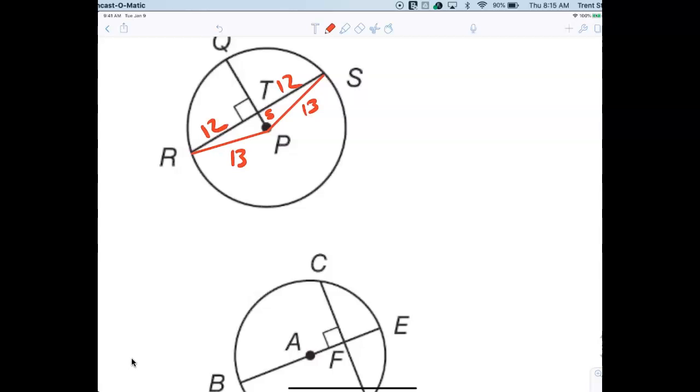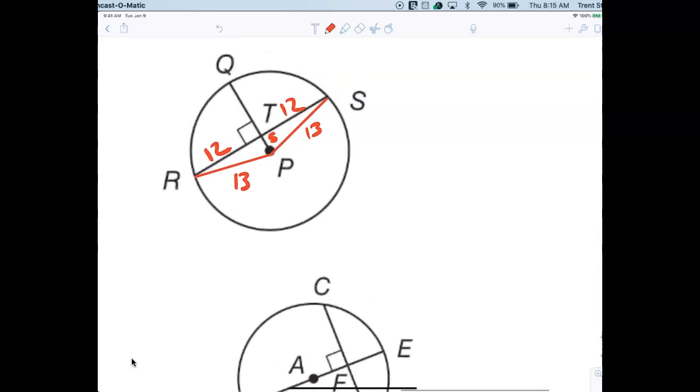Now, for some reason, kids forget this. What is TQ? What does TQ have to be? I said TQ. Somebody tell me what PQ is. Oh, it's just long. 13, right? It's 8. So TQ has to be what? 8, because 8 plus 5 is 13. Now that's easy to overlook. That's easy to miss if you don't draw in this radius. All right? That's easy to miss.